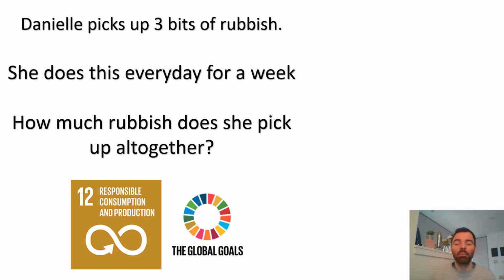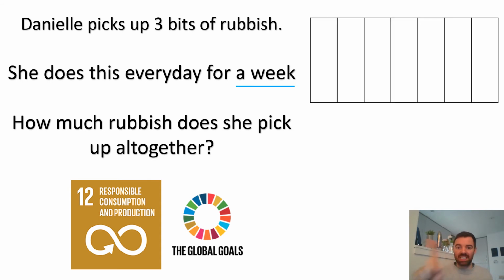So our numbers are 3 and 7. Right. How much rubbish does she pick up altogether? Well, we need to think then. 7 days in a week. I need to draw my containers for this. I like to draw them all straight, actually. That's my preferred way of doing it, like this. So 7 containers. 1, 2, 3, 4, 5, 6, 7.